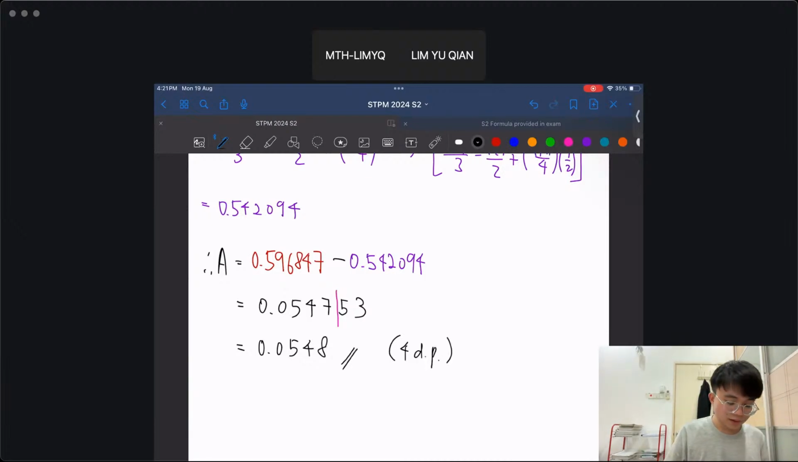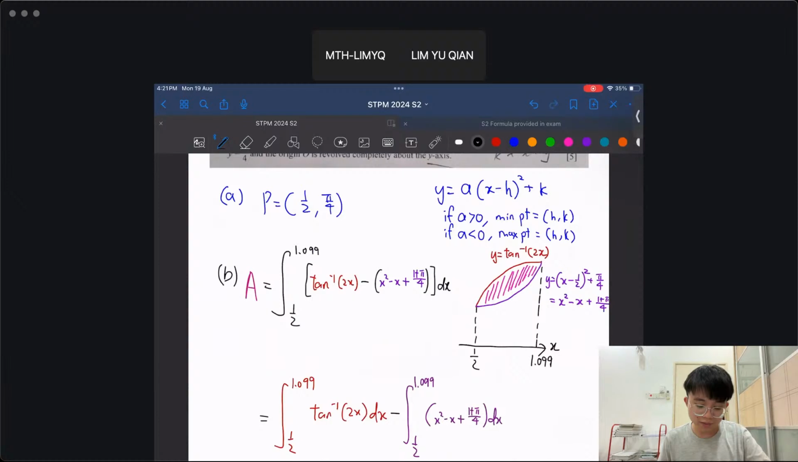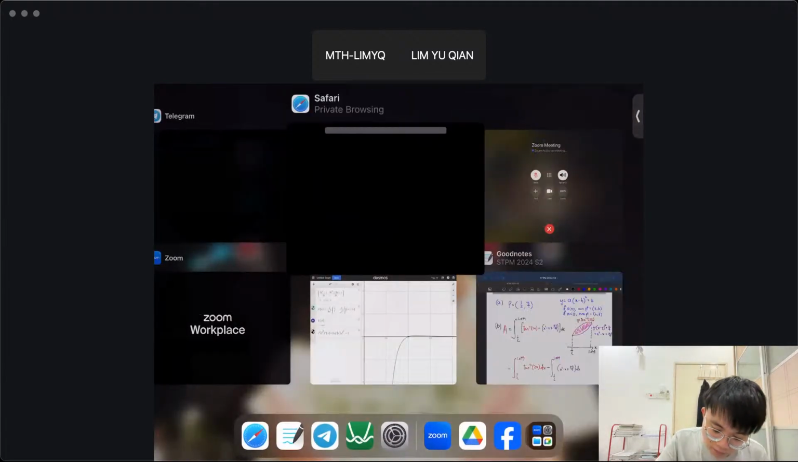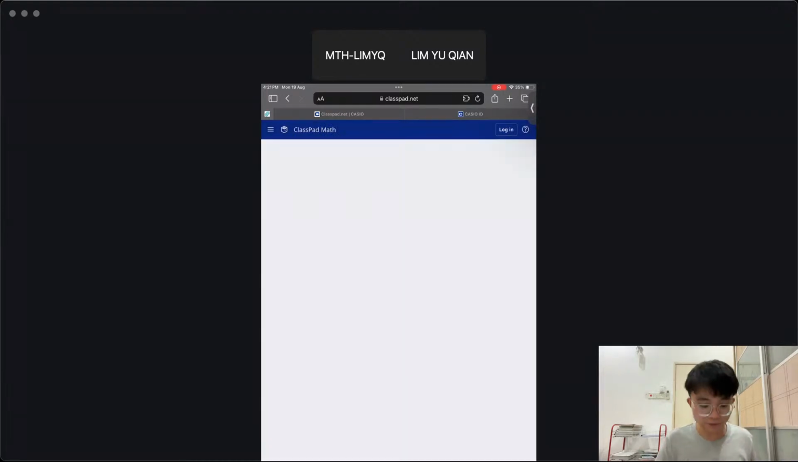And let's check with the calculator again the whole thing, everything in the integration, because this one I do minus and then arctangent 2x minus this one. I hope I can remember. Let's go to our calculator and find the value.